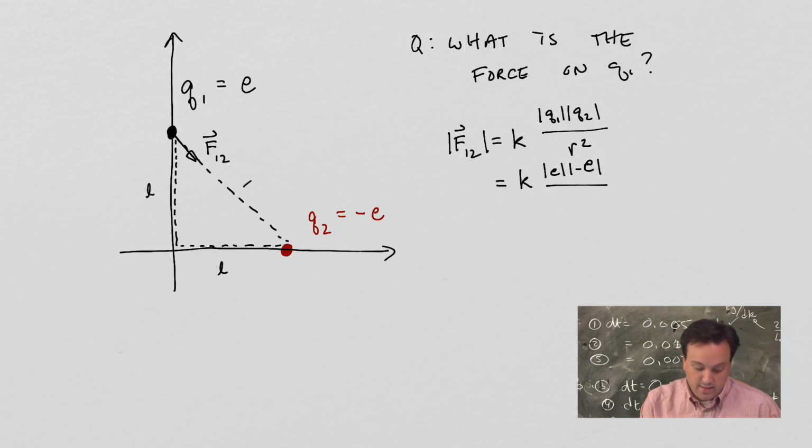And so I can calculate the distance here, r, just by using the Pythagorean theorem. In fact, since I'm interested in r squared, I don't even have to do all of the Pythagorean theorem. I know that r squared is just going to be L squared plus L squared, which is just 2L squared. And so now I have the magnitude of F12. I can simplify this just a tiny bit, right? Because I can use my absolute value signs to get rid of the minus sign, and I'm left with something that looks like k e squared over 2L squared.